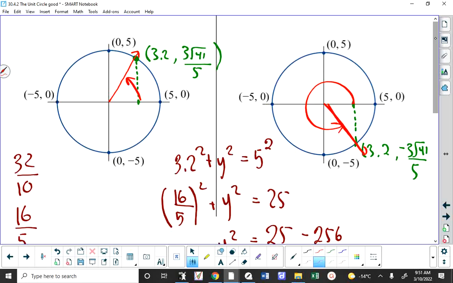Can you calculate what that decimal approximation of that y-coordinate is? 3.84. Well, look at this. Doesn't that look like 3.84? And doesn't that look like negative 3.84? Pretty close. All right. Any questions with number 3? Yeah, Ian.